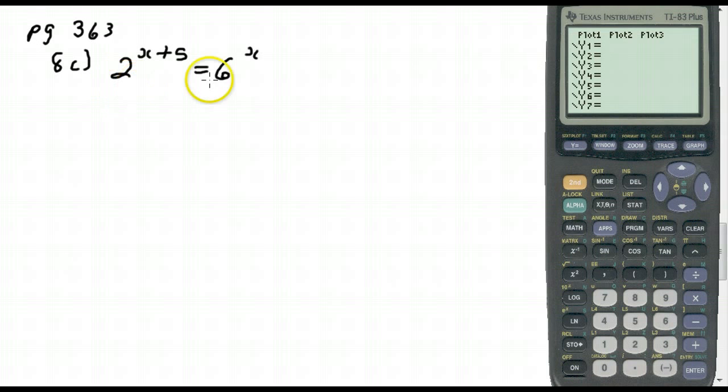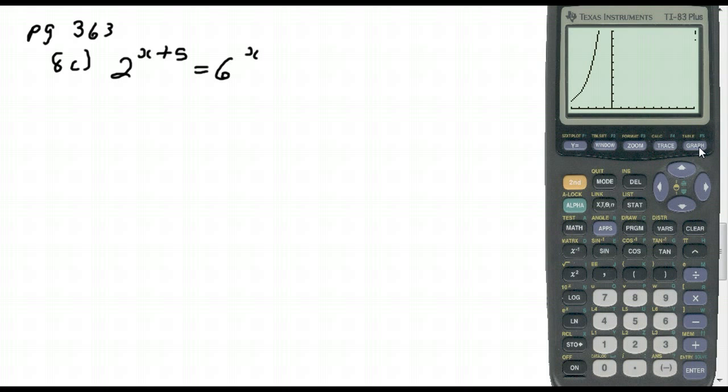Okay, let's solve this one. Now, we can't express 6 as a power of 2, so we're going to have to do this graphically. So in y1, we will graph 2 to the power of x plus 5. And in y2, we will graph 6 to the power of x. And let's set a window. Let's try negative 5 to 10. We know that the minimum y value we can have is 0, and let's try y max is 10. Let's hit graph.